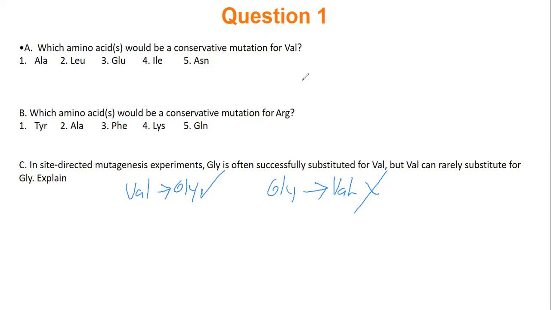Since we are out of time, I'll just answer these quickly. So A, Val: alanine, yes. Leucine, yes. Glu, no. Isoleucine, yes. Asparagine, no. Val looks like a V. It is hydrophobic, aliphatic, so alanine, leucine, and isoleucine. B, yes, it is lysine. Arginine is positive, lysine is positive. So that is the only one.